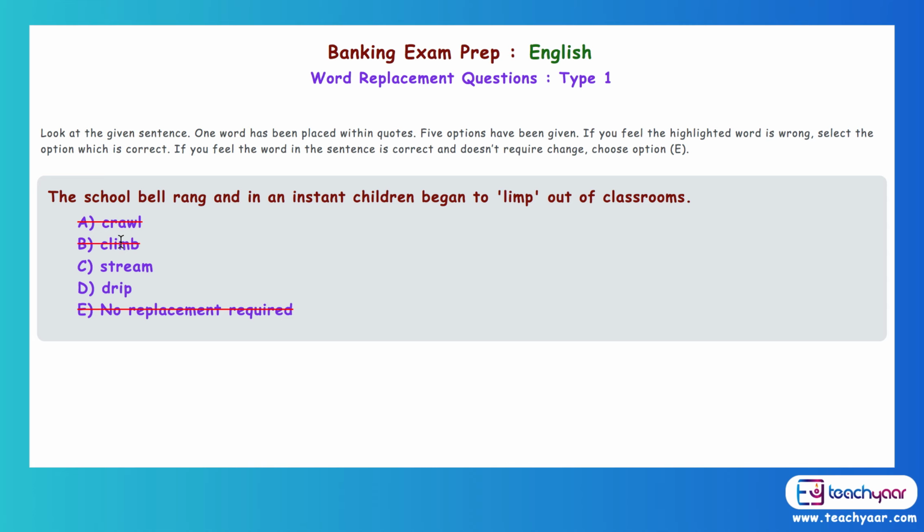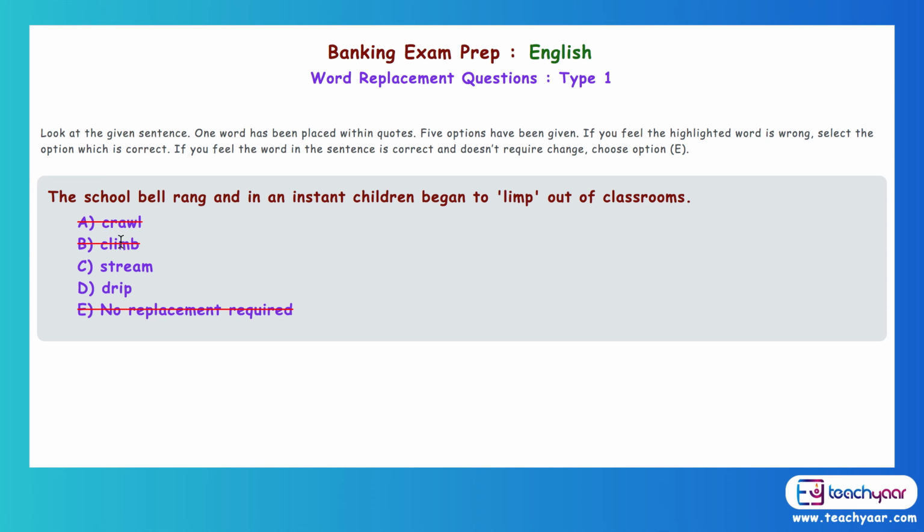Next word, stream. Now what is the meaning of stream? Stream is basically, it has been used like a metaphor here where a comparison has been made. Like you have a stream of water, something which flows out gradually. So here, if you can imagine the scene when the school bell rings, the children, they start coming out of classrooms in a stream. So stream seems to be the right word.